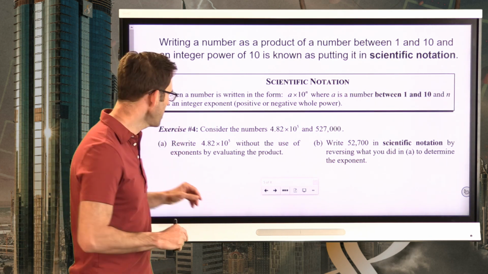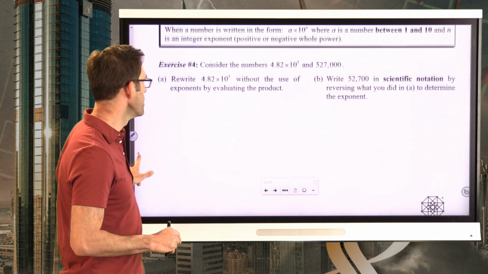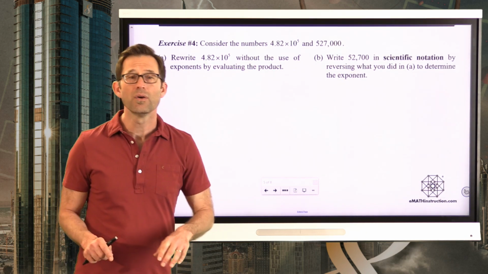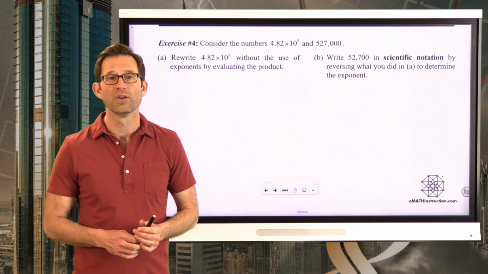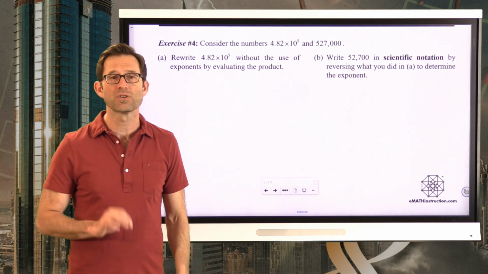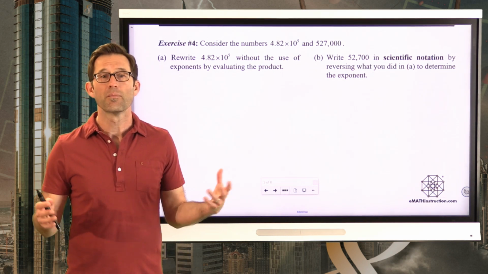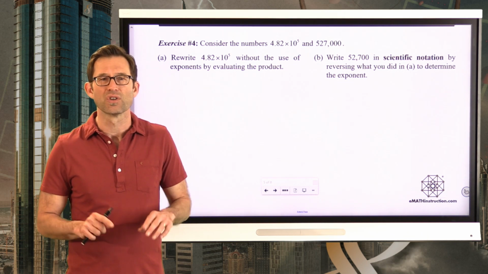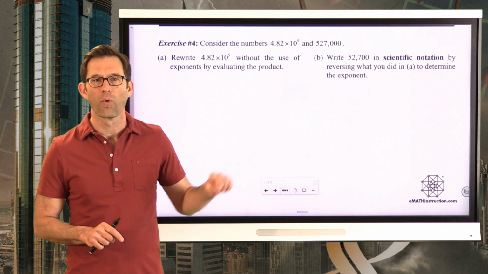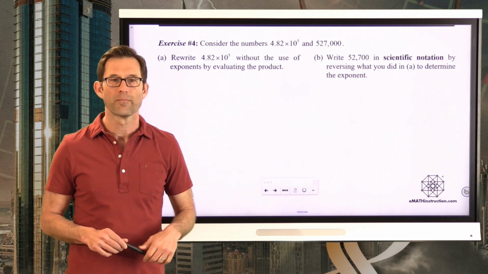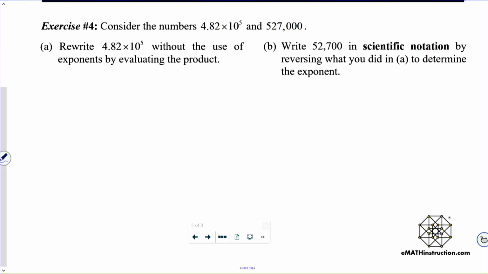Now, let's play around with this a little bit. Putting a number in scientific notation is literally just going in the opposite direction of what we did in the previous lesson. But that can still be challenging, so let's play around a little bit more. Let's take a look at exercise number 4. Consider the numbers 4.82 times 10 to the 5th, which is a number written in scientific notation, and 527,000, which is a number just written in normal decimal expansion.